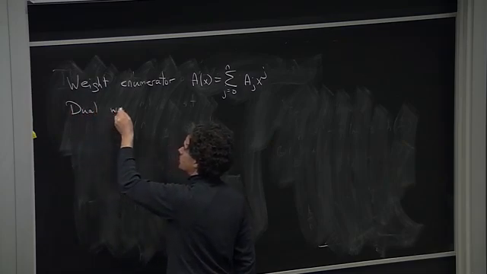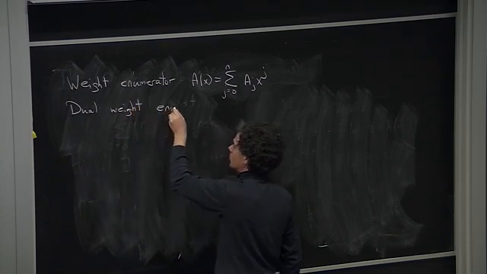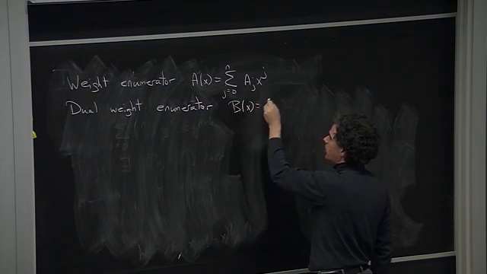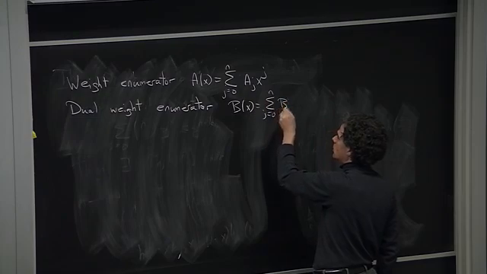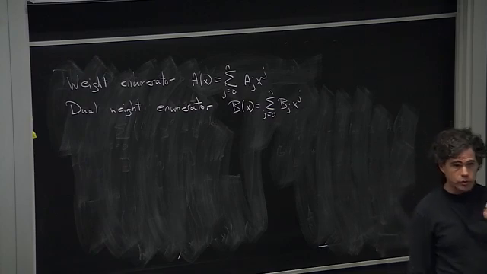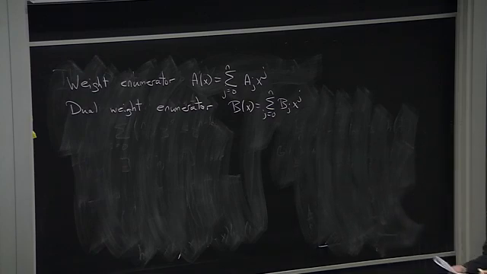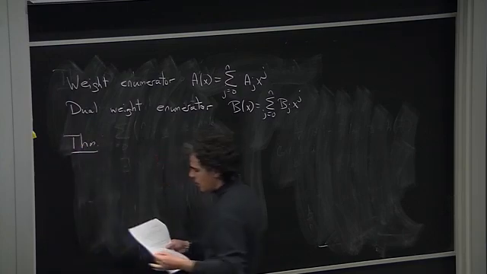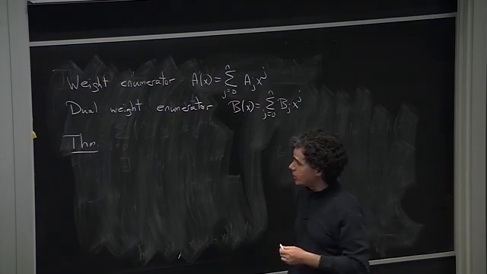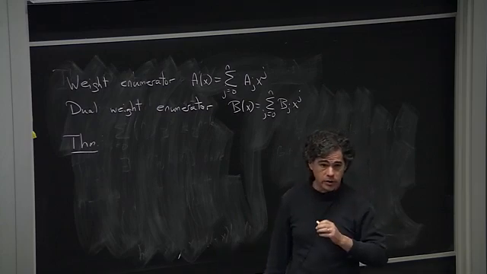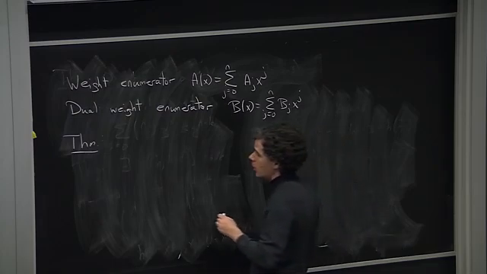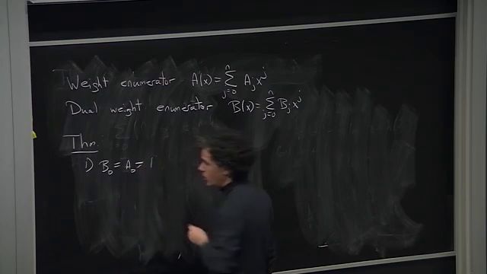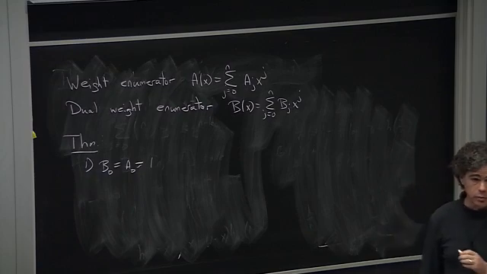And the dual weight enumerator B of x is the same thing for B. And so again, for a stabilizer code, this encodes the weight distribution of N of S. Okay, and so we have the following properties for these things, which, well, there's 3 of them that are fairly straightforward and 1 that's very non-trivial. So the first property is that the 0 components are all 1. B_0 is equal to A_0 is equal to 1.